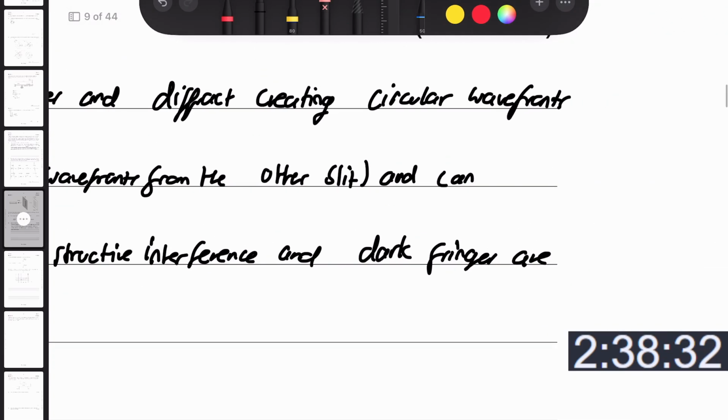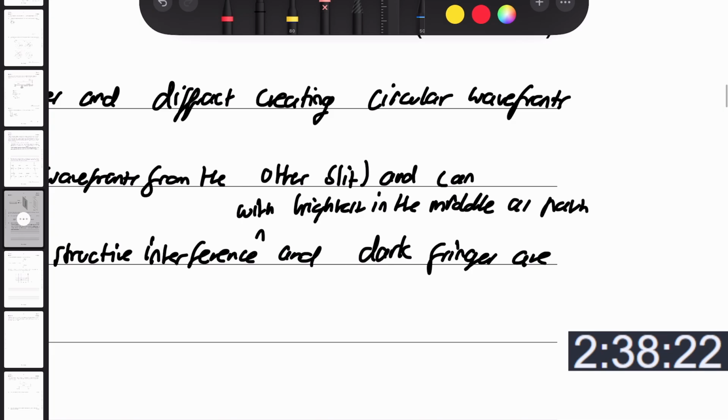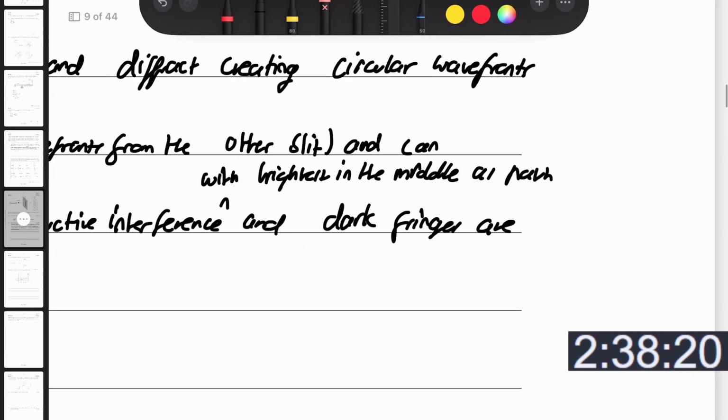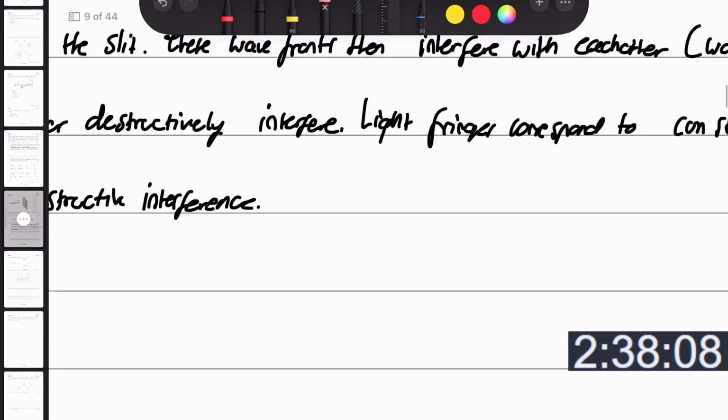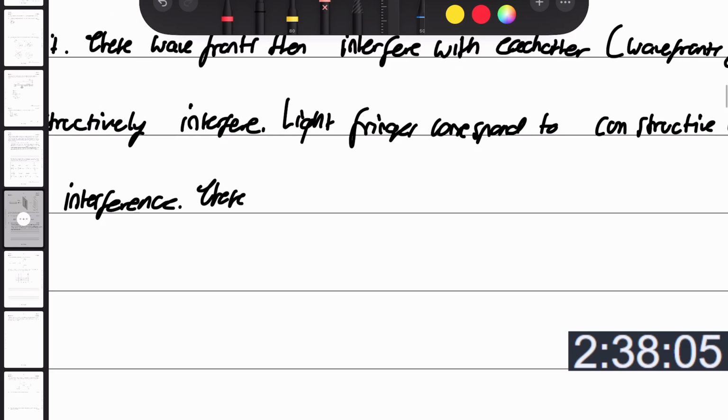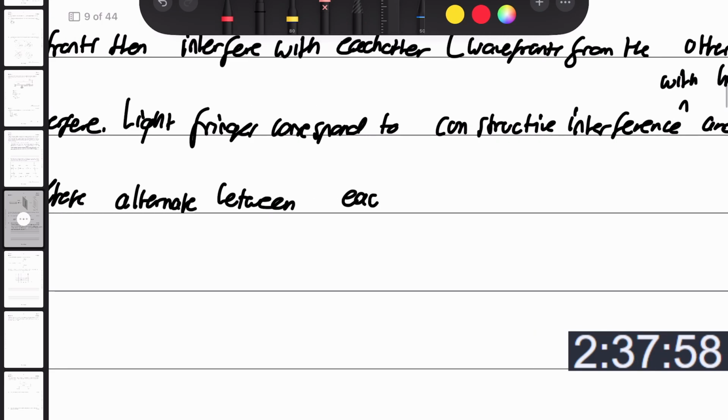Maybe I'll say here with brightest in the middle, as path difference is 0. Dark fringes are destructive interference, and I would say these alternate between each other.